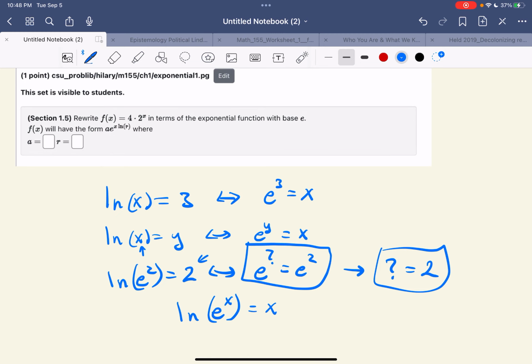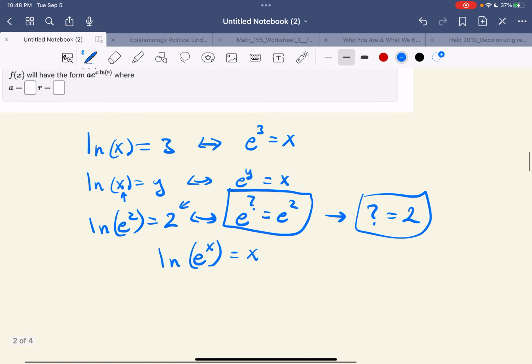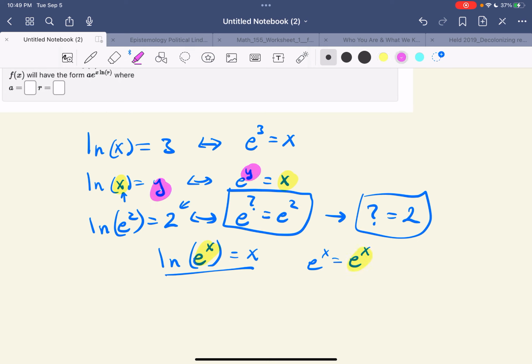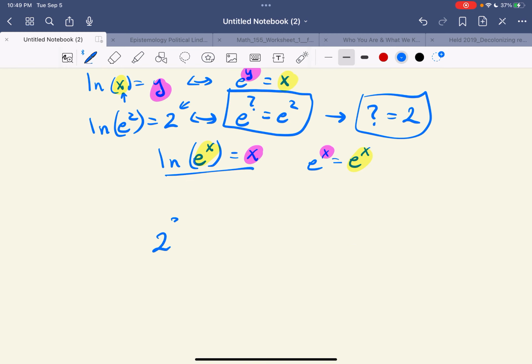If we rewrite this, it's just going to say e to the x equals e to the x. Because we take the input and put that on the right-hand side. Input, right-hand side. And we take the output and make that the exponent. Output, exponent. Okay, quick and dirty review. Also, if you had to write 2 cubed, you could write this as the square root of 4 cubed. I don't know why you would, but you could.